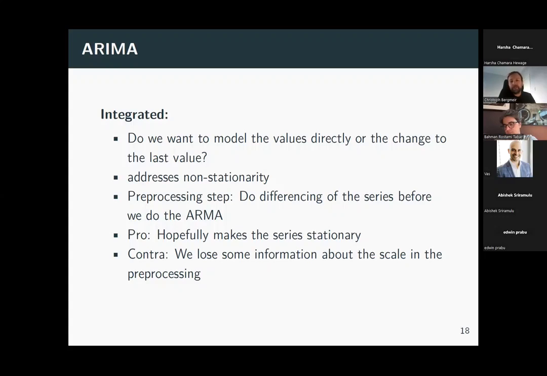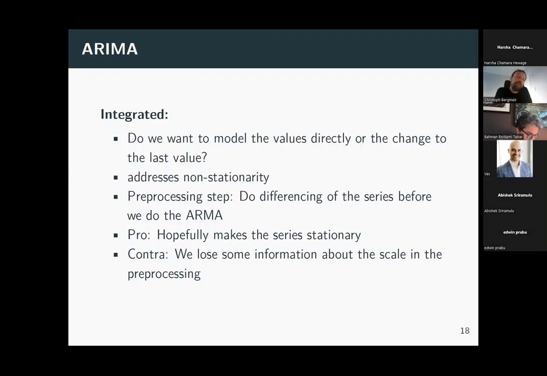Why would you difference? Because hopefully it makes the series stationary. The problem is you do lose some information about the scale in the series in your pre-processing. And sometimes you would see papers where people say, oh, machine learning methods, neural networks, they can only deal with stationary data. So let's run an ARIMA because that works on non-stationary data. And then whatever comes out of the ARIMA, we fit that into the neural network.